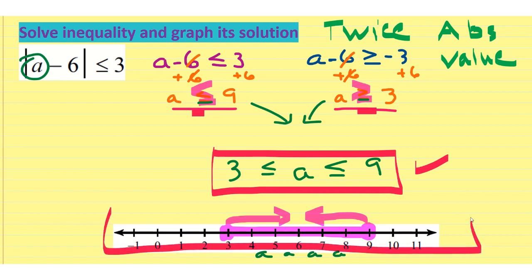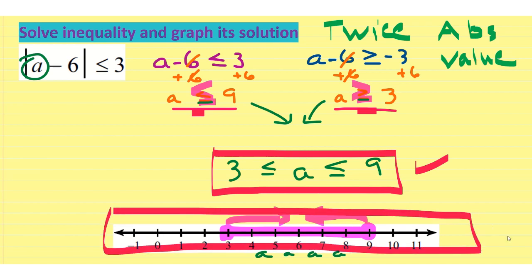This is our graph. Hopefully this helps you think through the process and everything you need to do to solve the inequality and graph its solution.